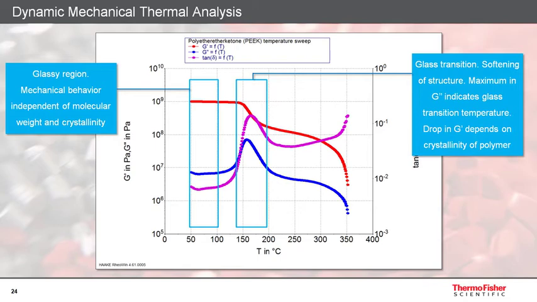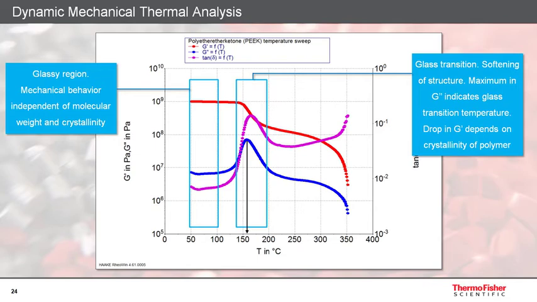In rheology, it is common to use the maximum in G" to indicate the glass transition. But it is also possible to use the maximum in the tan delta or even the onset of significant drop in the G' signal. Therefore, it should be indicated which method was used when a glass transition temperature is presented.